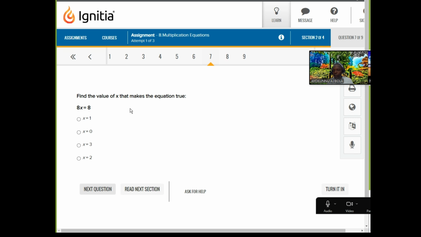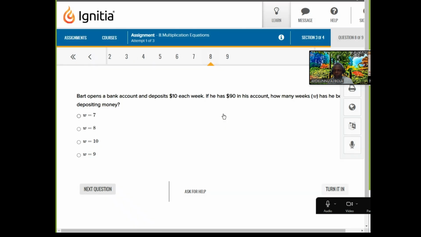So the next one, find the value of x that makes the equation true. 8x is 8. x must be 1 because 8 times 1 is 8. Then the next one, Bart opens a bank account and deposits $10 each week. If he has $90 in his account, how many weeks has he been depositing money? So that is 10 times 9 is 90. So that's 9 weeks.